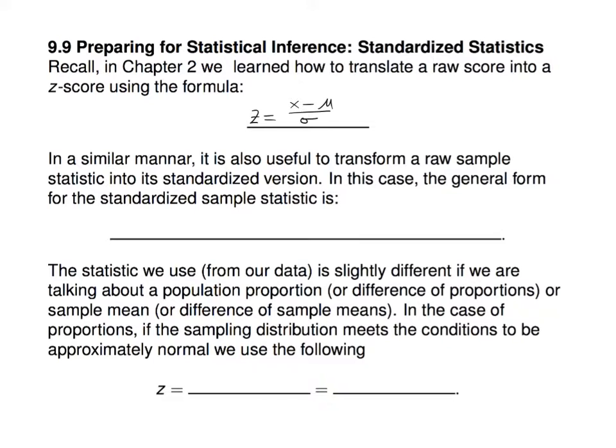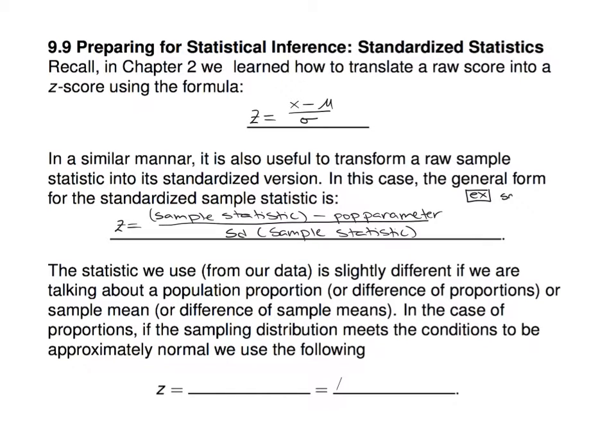In this case, the general form for the standardized sample statistic is z equals sample statistic minus the population parameter, divided by the standard deviation, SD, of that sample statistic. And so, for example, the sample statistic could be x bar, could be p hat, stuff like that, just like in the previous example that we had. So the statistic we use, which is from our data, is slightly different when we are talking about a population proportion or difference of proportions or sample means.